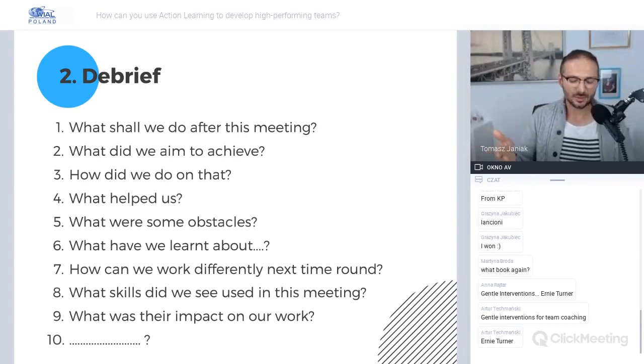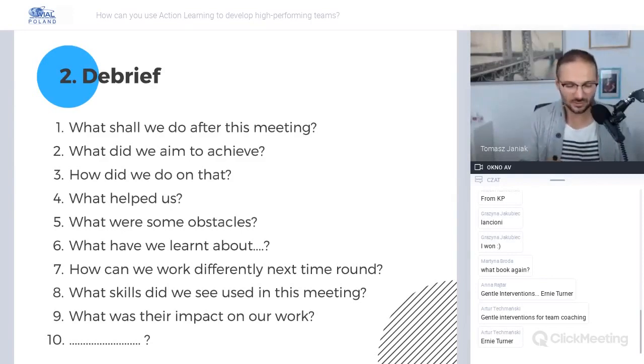Now, number six, I could ask, what have we learned about communication, cooperation, teamwork? Number seven, how can we work differently next time around? What skills did we see used in this meeting? Skill development is pretty important in WIAL action learning. People give each other feedback at the end as far as their skills were concerned.